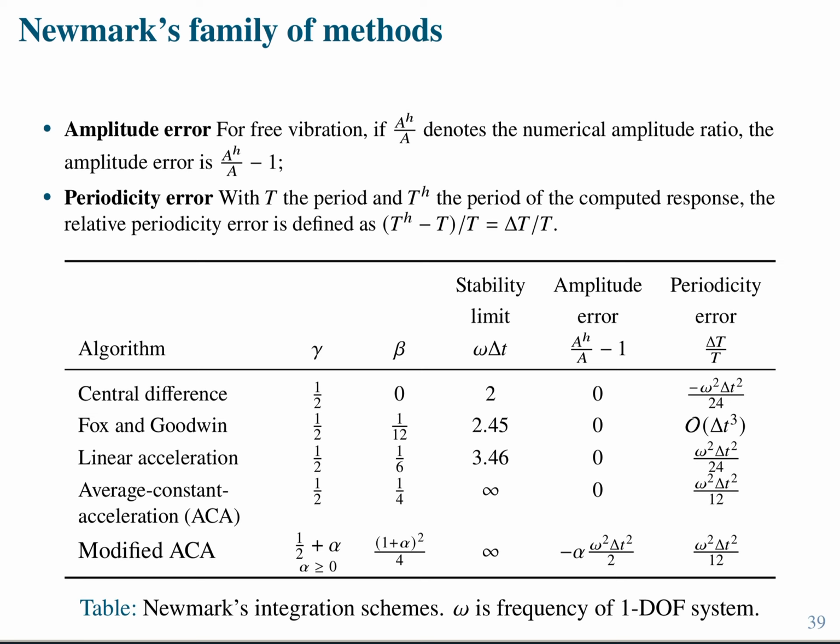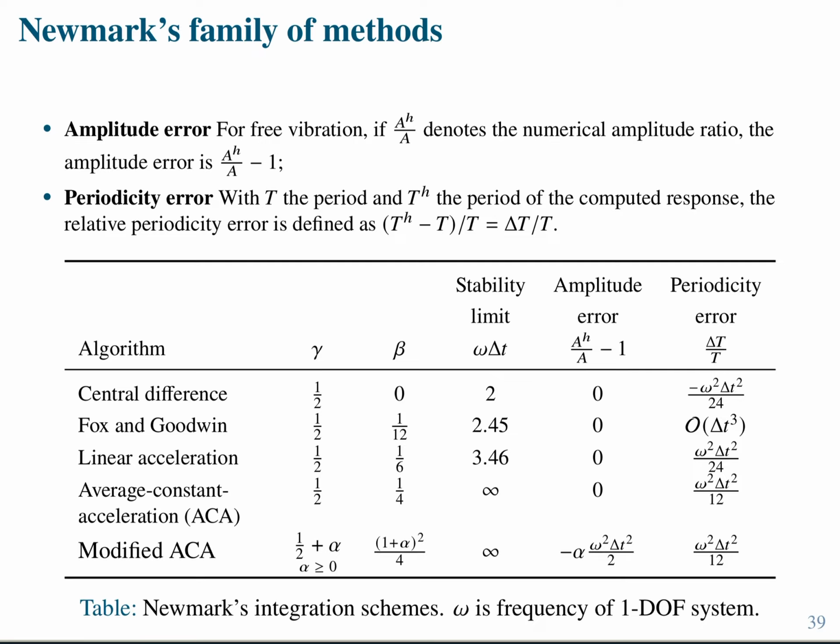But luckily enough, the central difference is not the only scheme. Here in the table, you have some other different types of methods that result from the Newmark family of methods. You have Fox and Goodwin linear acceleration, the average constant acceleration, which perhaps in my opinion is the one that I like the most. It is the trapezoidal rule. For those of you who have heard about the trapezoidal rule, this is the average constant acceleration. And in the end, I also wrote the modified average constant acceleration method.